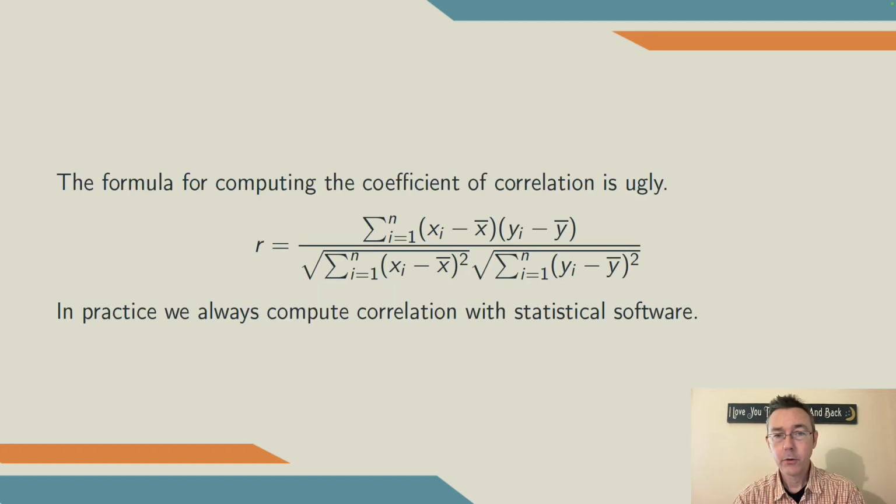The formula for computing the coefficient of correlation is ugly. Here it is. In general, you should always compute this using technology, not doing it by hand. If you look at this formula a little more closely, you'll see that the denominator looks really similar to sample standard deviation for the x variable and for the y variable. In the numerator, we have sort of a hodgepodge of those. That ends up relating to the covariance between those two variables, sort of how x and y are interacting.